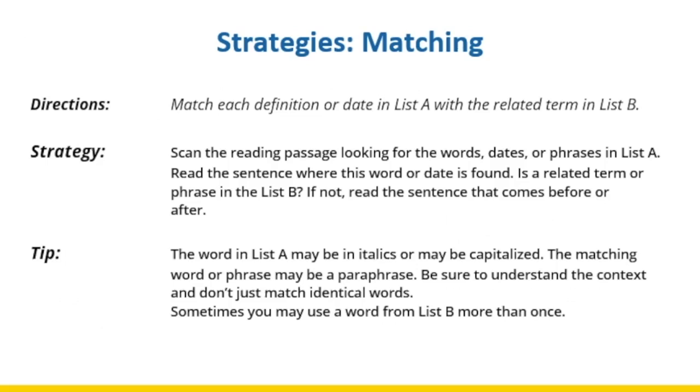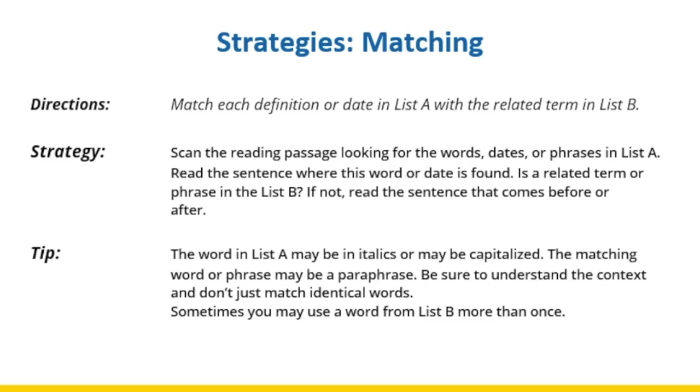And now we are going to learn our first strategy, matching. In the IELTS exam, you'll be asked to match each definition or date in list A with a related term in list B. The main strategy to remember here is to scan the reading passage, looking for the words, dates, or phrases in list A. You need to read the sentence where this word or date is found, and ask yourself the following question: is a related term or phrase in list B? If not, you need to read the sentence that comes before or after that.